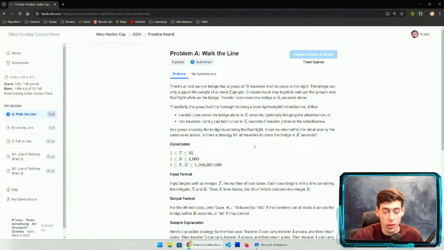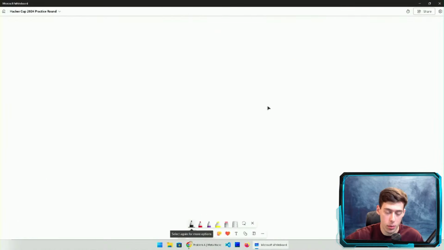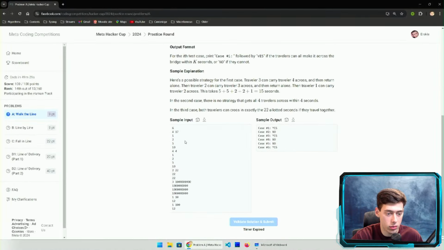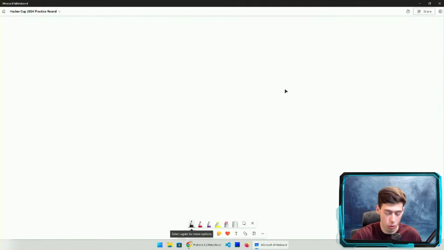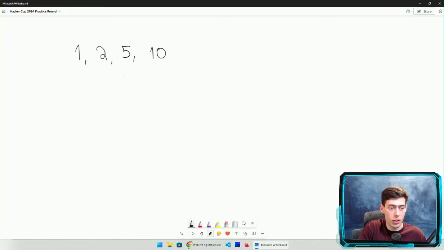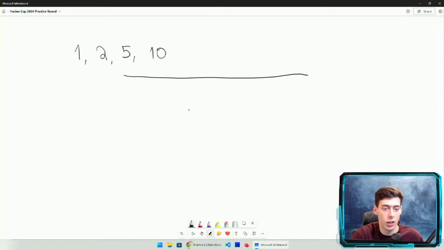And we want to know how long it takes for all these people to cross the bridge. Actually, they're asking whether they can cross in k seconds. So we want to know whether these n people can cross in k seconds. Let's just take one of the examples. We have 1, 2, 5, and 10 as the times. So there are four people, and the times that they need to cross the bridge are 1, 2, 5, and 10. And so these four people need to get across this bridge. Yeah, beautiful bridge.